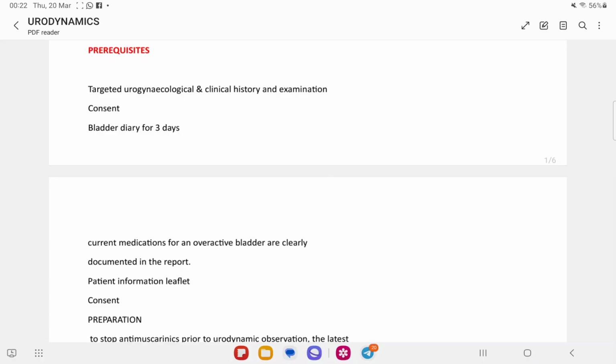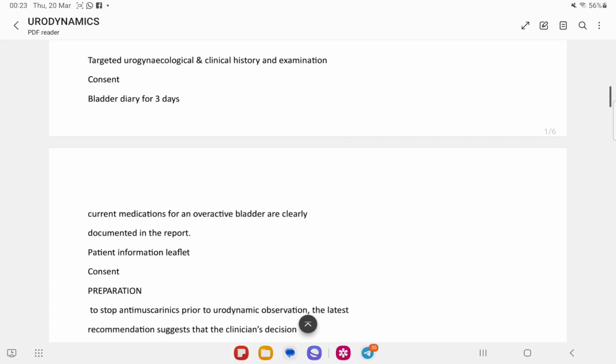This procedure should be done when the patient is relaxed and not anxious. The patient should know about the procedure beforehand, and when the patient consents completely and understands the procedure, then the results will be nearer to the physiological parameters, right? Then the bladder diary is very important.